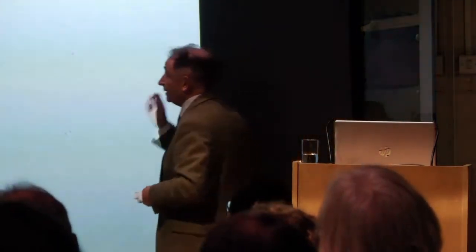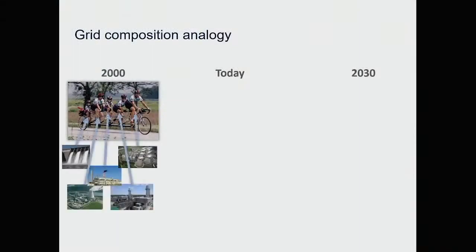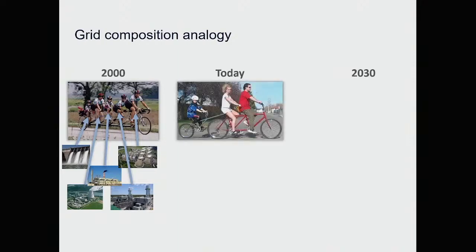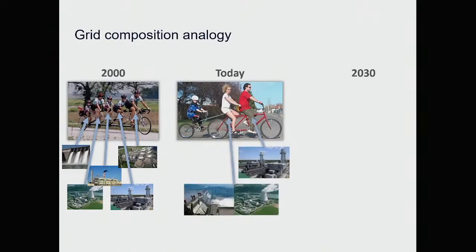Now, just for a bit of levity, let me give you an example of what the power system looks like in the year 2000. Take this family, a multiple occupancy bike. This is them driving the power system. Use the bike for that analogy. So we've got large centralized power stations: hydro, gas, nuclear, coal, but less so coal in the future. Today, we've got a new mix. You can see this new appendage at the back, this youngster. That's mum and dad at the large centralized power stations, and the youngster is this new renewable deployment.